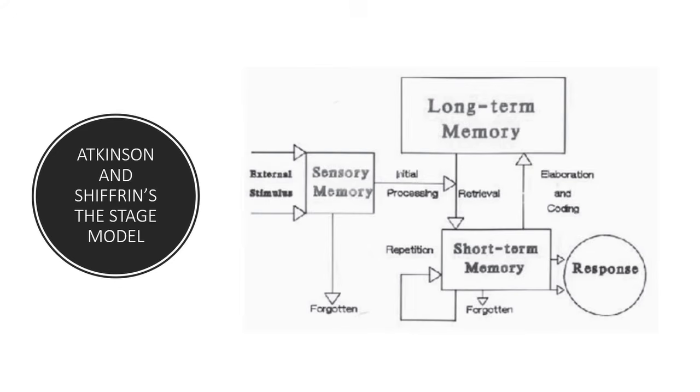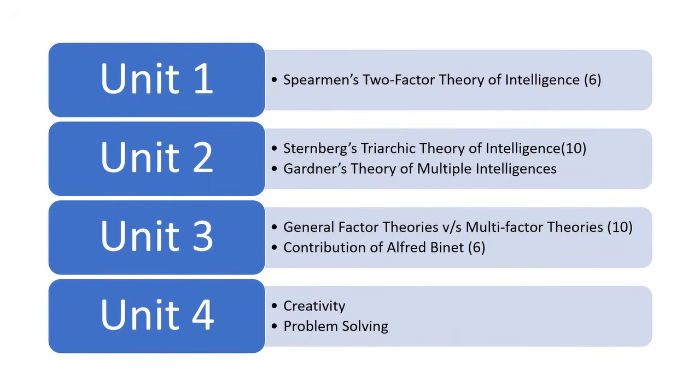Now let's move on to block 2. From block 2 we needed to cover 4 units. From the first unit, Spearman's 2-factor theory of intelligence. This question can come as a 6-mark question. At the same time, it may come as a 3-mark question as well.